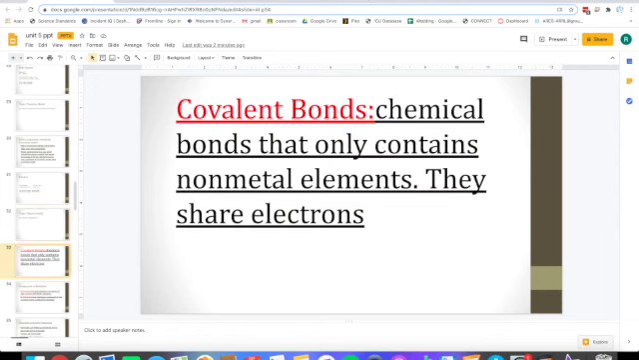So first, you need to know that covalent bonds are chemical bonds that only contain non-metal elements. They share electrons. So we just finished going over ionic bonds. Ionic bonds have one metal and one non-metal, and they gain or lose electrons. Well, here covalent bonds are just nonmetals. They don't have any metals at all, and they share their electrons instead of gaining or losing them.